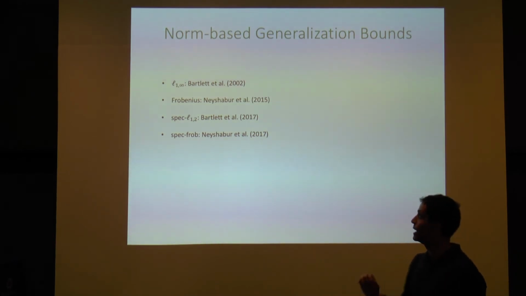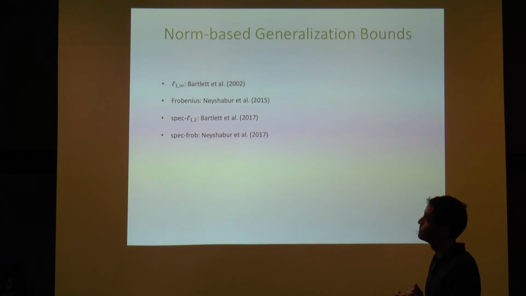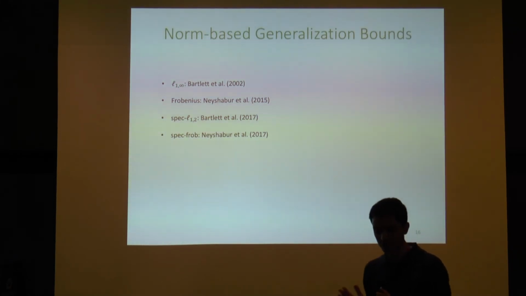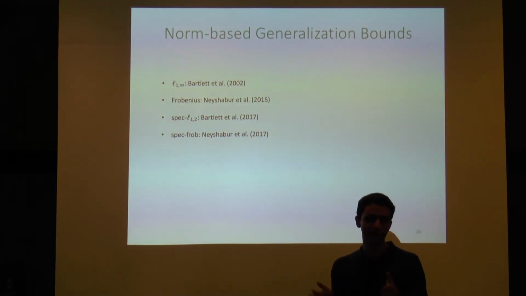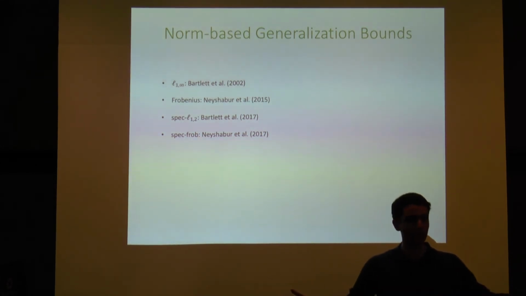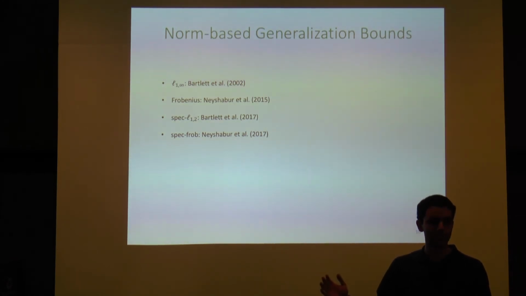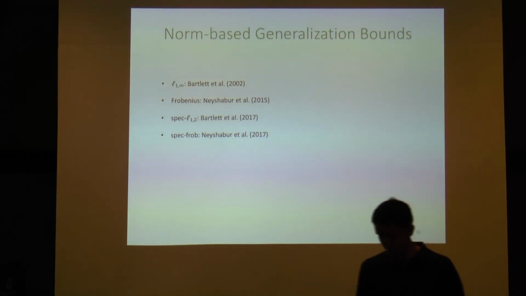The capacity measured by these norms corresponds to a product of a norm across the layers. So if you have 10 layers, it would be a product of the Frobenius norm of the layers, or a product of the spectral norm, or some other norm of the layers. All of them have this form.